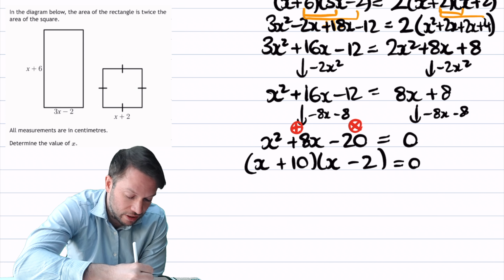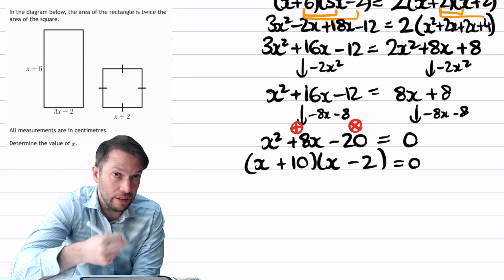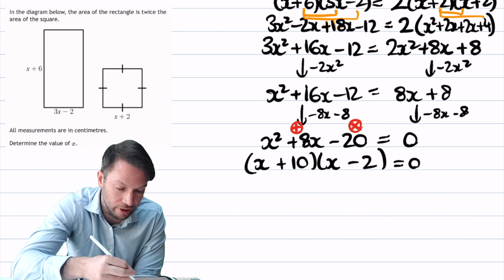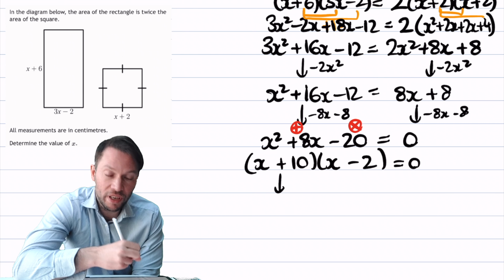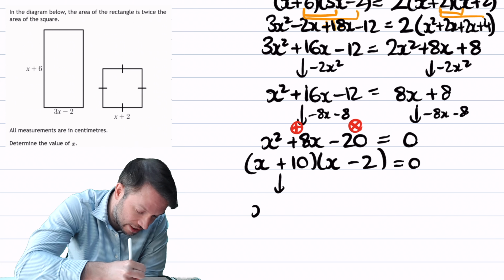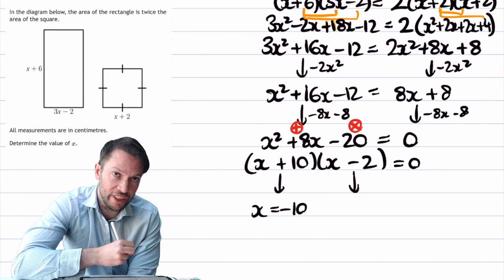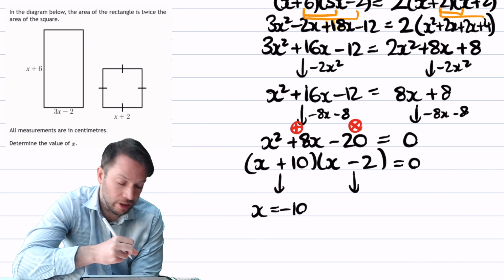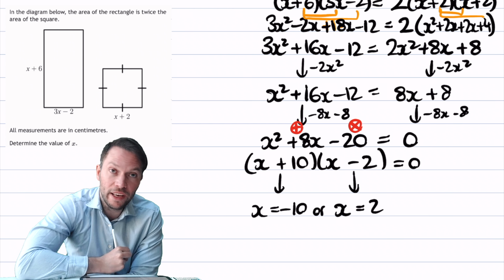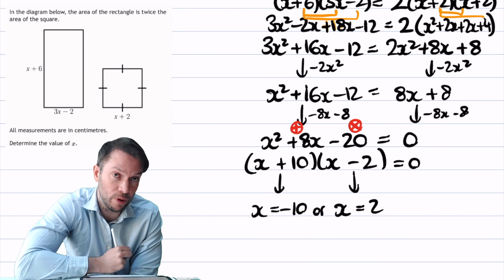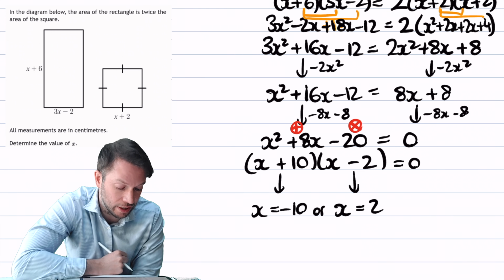Now we've got a product of 2 things equal to 0. If I said 2 numbers multiply to give 0, you'd say, well, at least one of them has to be 0. So if it was the x plus 10 which was equal to 0, what plus 10 is equal to 0? Well, it's minus 10. And if I said it was the x minus 2 which was equal to 0, what minus 2 is 0? Well, it's 2. So x is minus 10 or x is 2 is the solution to this quadratic equation. And we have explored how to solve quadratic equations in previous videos.